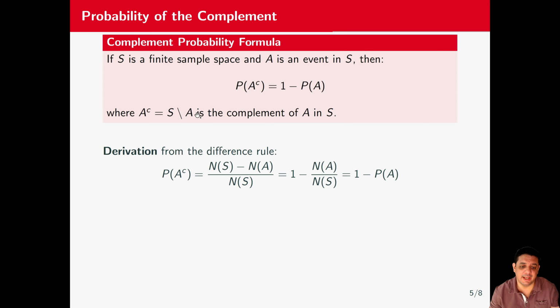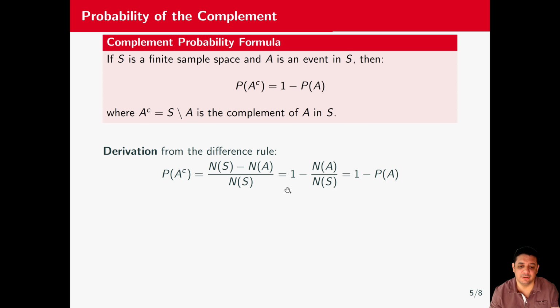And then, of course, when I use the formula for the probability, which is counting the number of things that we have in here, it's going to give me the probability of the sample space minus the probability of A, and the probability of the sample space is just 1. So the difference rule, once again, is given here. The probability of the complement is the number of elements in the sample space minus the number of elements in A, over the number of elements in the sample space.